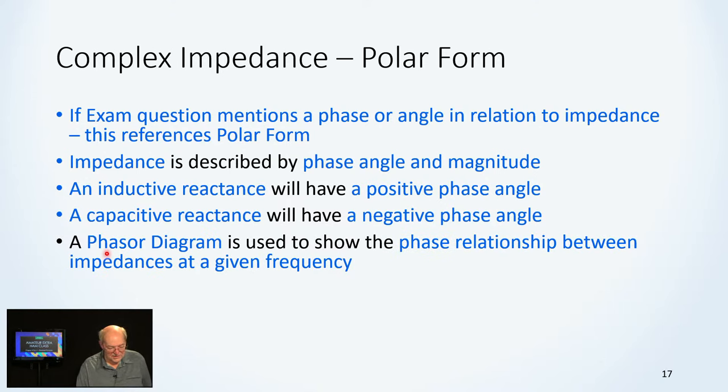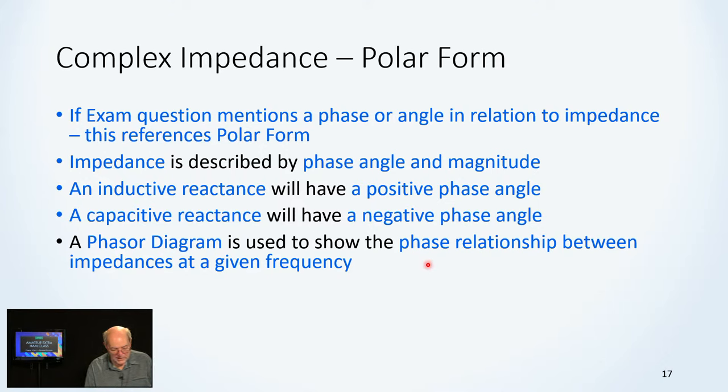And here is the other word that they will throw in there. A phasor diagram is used to show the phase relationship between impedances at a given frequency. We'll talk a little bit more about this later, but you may recall that the formula for inductive reactance, for example, is equal to 2 pi frequency L. So frequency is in the formula for calculating the impedance.